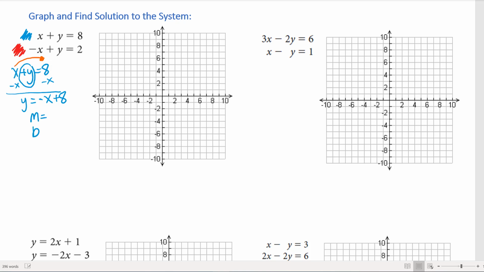So my m for the blue and my b, now that I've got the y all by itself, the m is the number in front of the x, which in this case happens to be -1, or I can think of it as a fraction of -1 over 1. My b is 8. So I'm going to come up here to 8 and put a dot on my intercept, and then I'm going to go down 1, right 1, down 1, right 1, because that's what my rise over my run tells me to do. -1 is down 1, +1 is to the right. Now I'm going to do this all the way off.